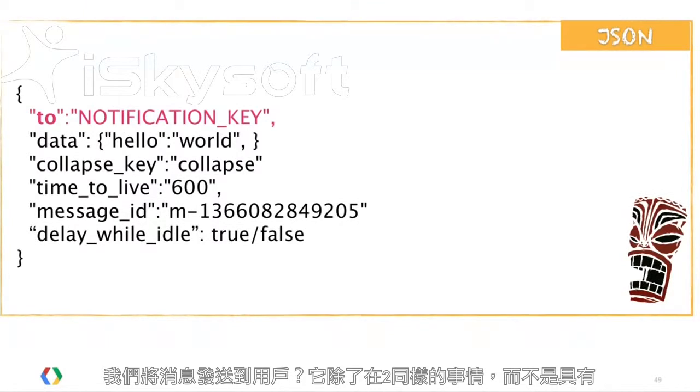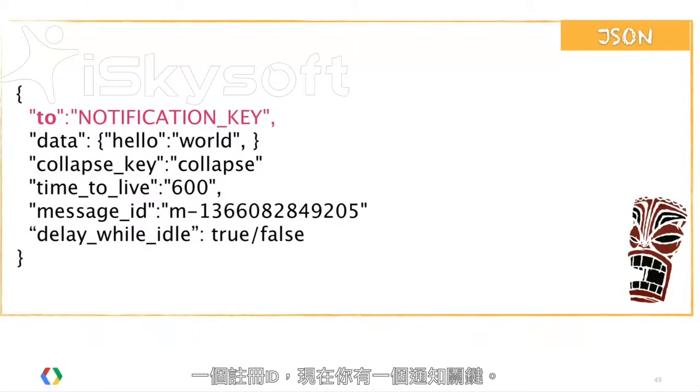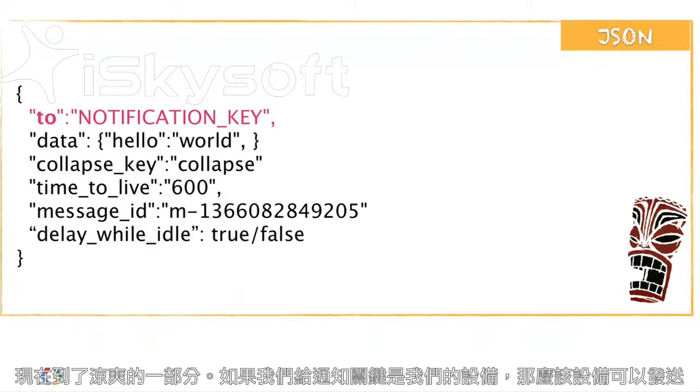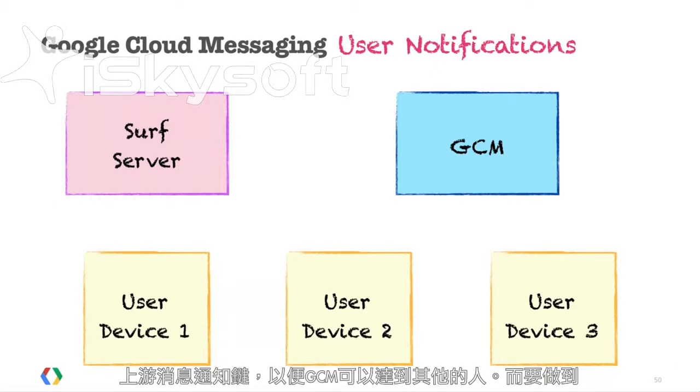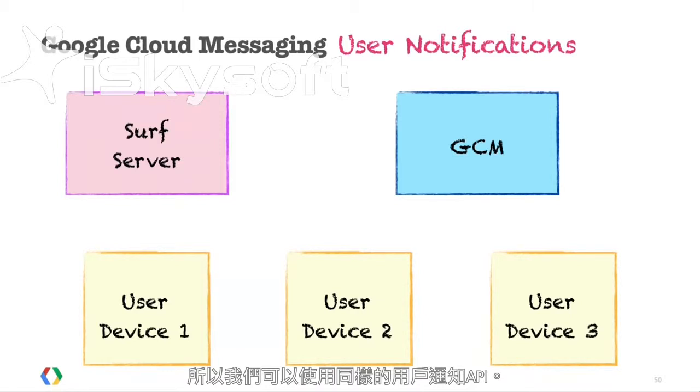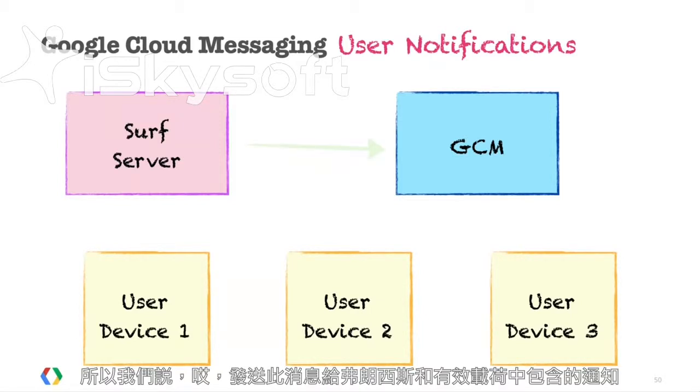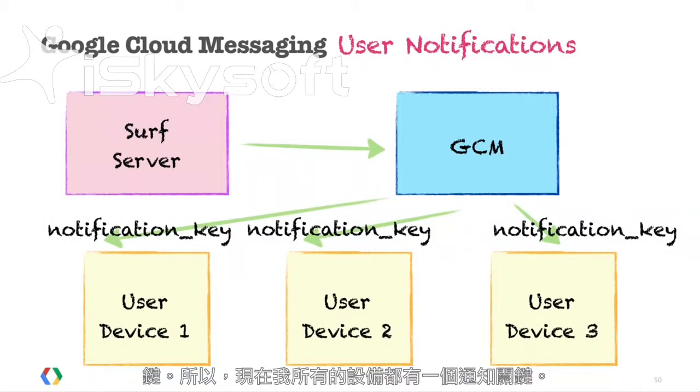So now that we have this knowledge, how do we send a message to a user? Well, it's the same thing, except rather than having a registration ID, now you have a notification key. And now to the cool part. If we give the notification key to our devices, then the device can send an upstream message to the notification key, so GCM can reach the other ones. And to do so, we can use the very same user notification API. So you send, hey, send this message to Francesco, and the payload contains the notification key. So now all my devices have the notification key.